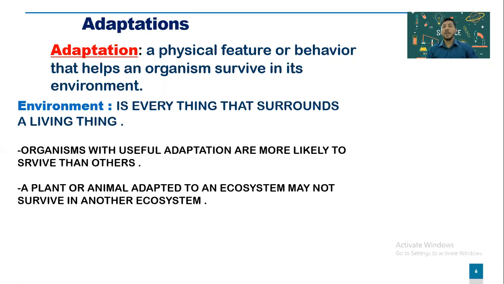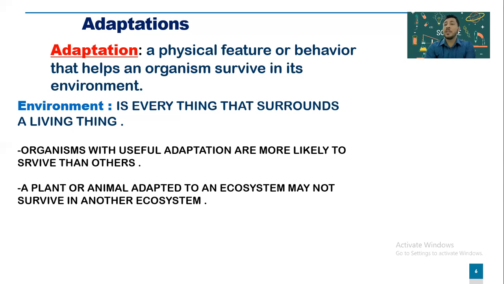For example, if we have two animals in a forest and there is a tiger running behind them, which one will survive? The one that can run fast or the one that can run slow? Of course, the one that's running fast can escape from it and the other one will be eaten by the predator. A plant or animal adapted to an ecosystem may not survive in a different ecosystem.